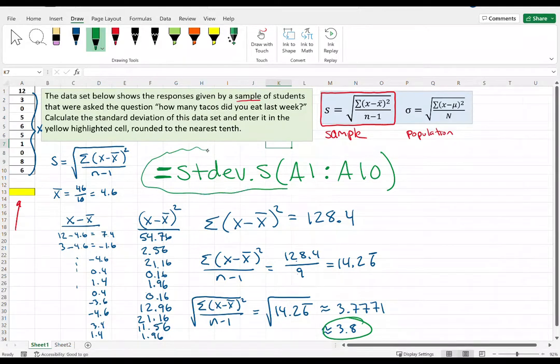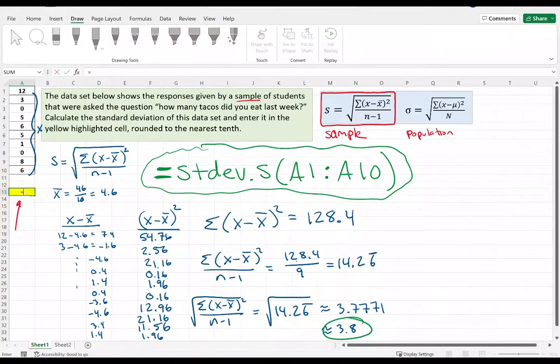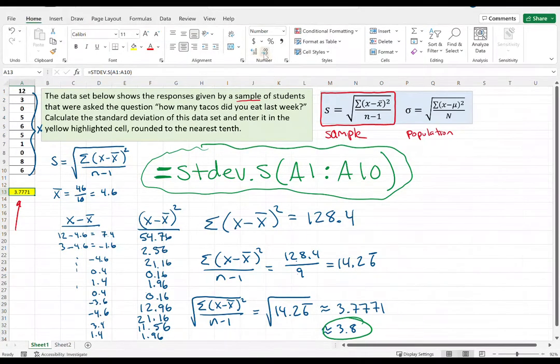Okay, so here is the Excel version, or the Excel formula, equal stdev.s parentheses, and you could either type in A1 colon A10 or use the mouse to highlight those 10 numbers. And there's the same 3.7771. And we could use Excel to quickly round that to the number of decimal places that the directions are telling us to, which is 1. So just a couple of seconds.